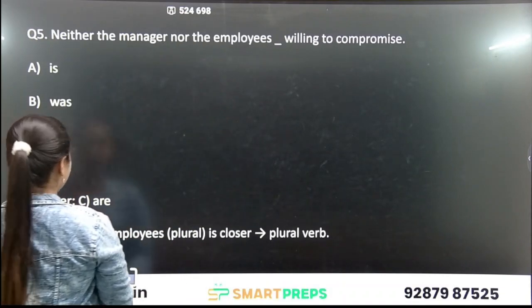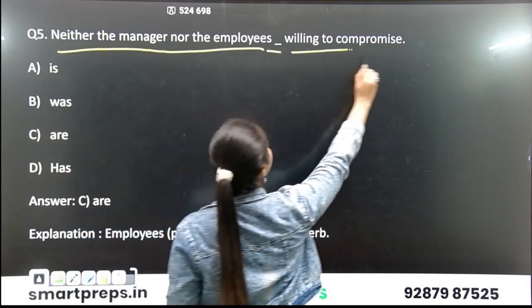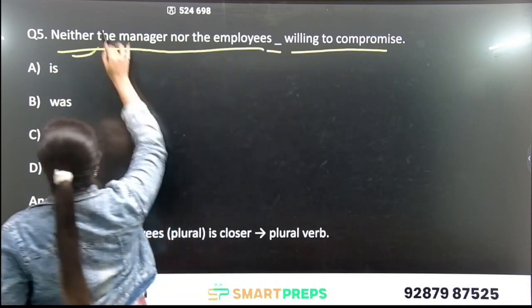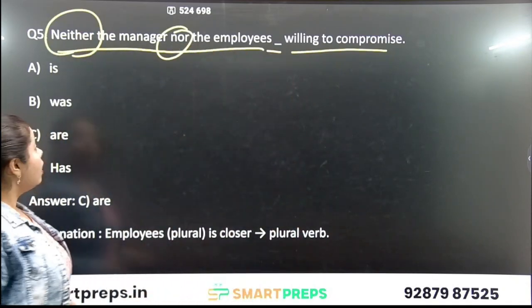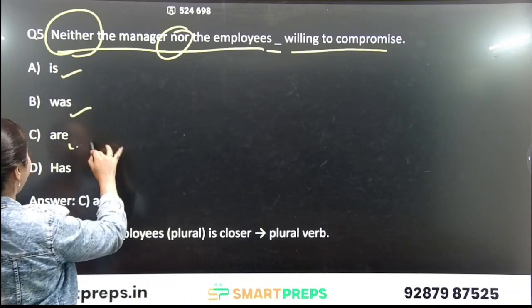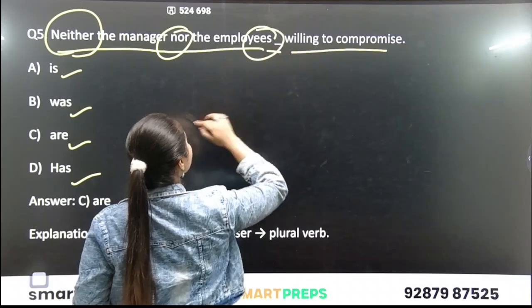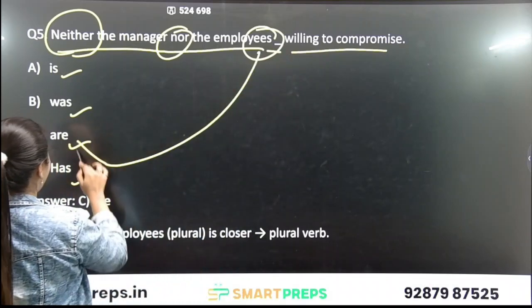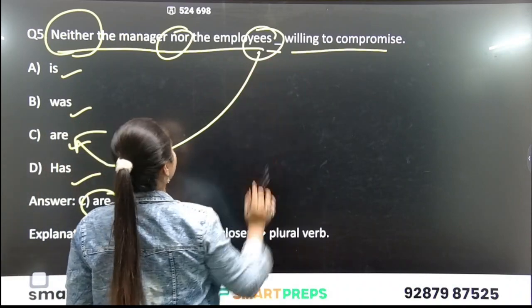Then let's move to the next. Neither the manager nor the employees dash willing to compromise. Now the options are is, was, are, has. So neither the manager nor the employees. Here it is plural, so the answer will be "are". Employees, plural, closer to the plural verb.